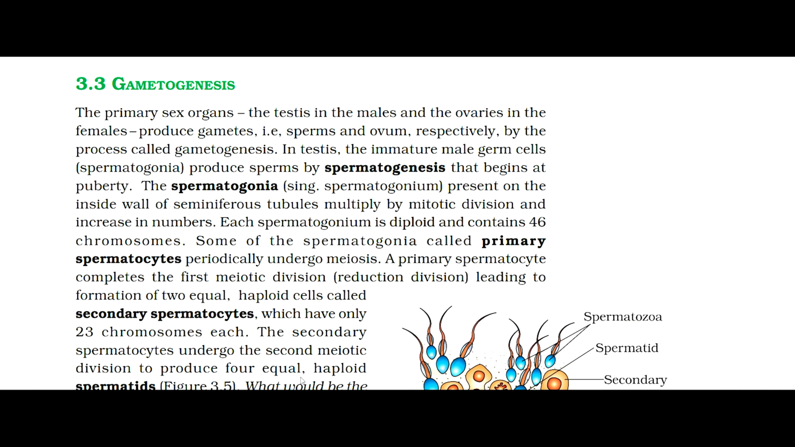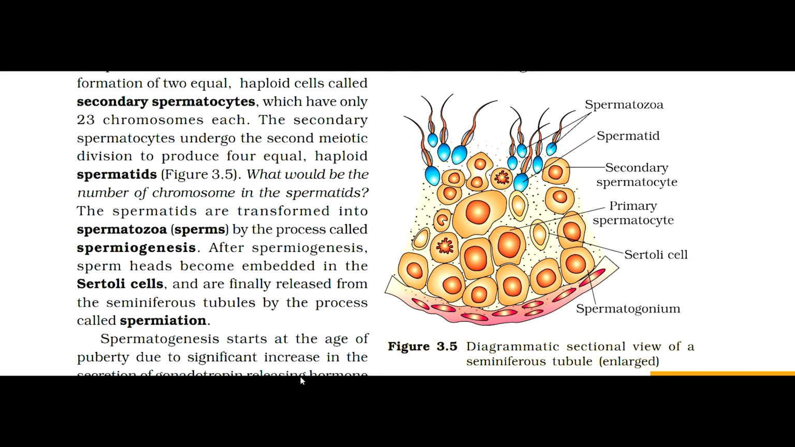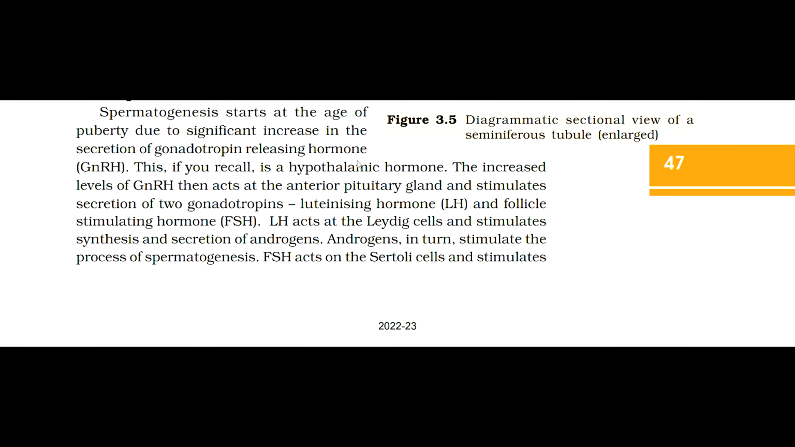The spermatids are transformed into spermatozoa, which is sperms, by the process called spermiogenesis. After spermiogenesis, sperm heads become embedded in the Sertoli cells and are finally released from the seminiferous tubules by the process called spermiation. Spermatogenesis starts at the age of puberty due to significant increase in the secretion of gonadotropin releasing hormone, which is GnRH. This, if you recall, is a hypothalamic hormone.